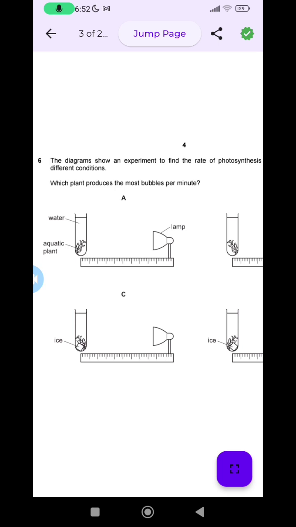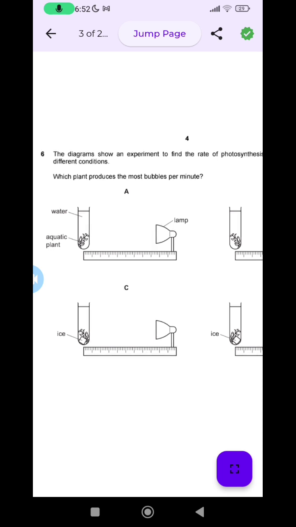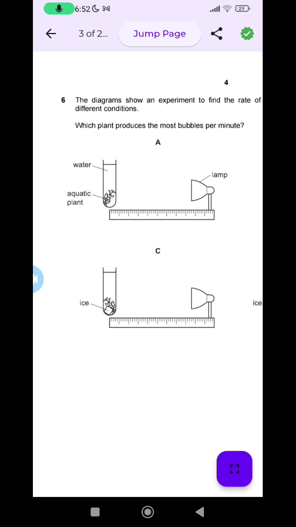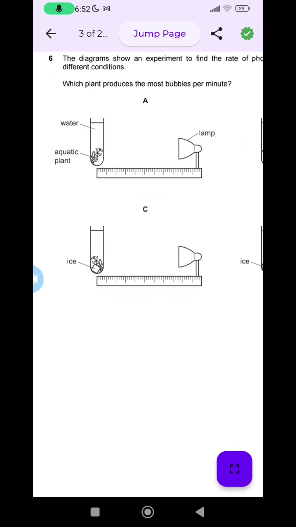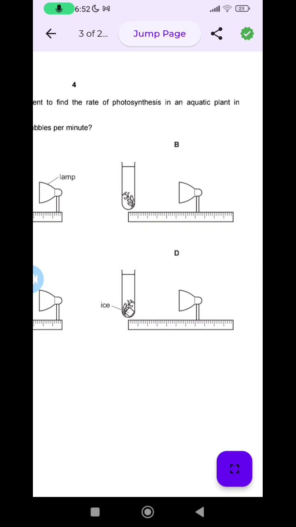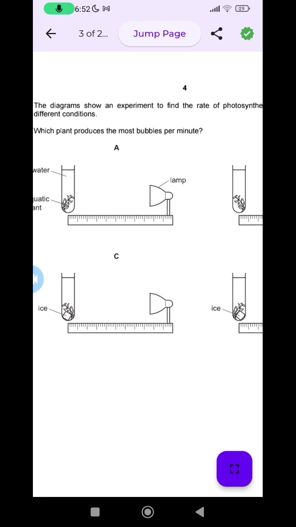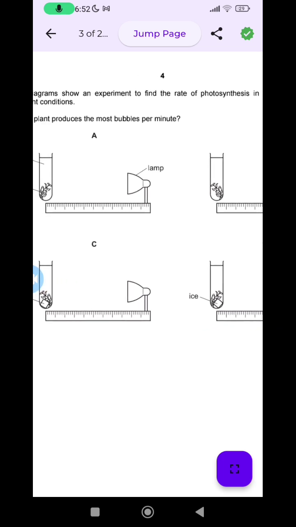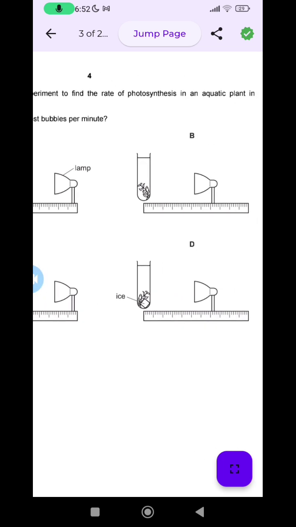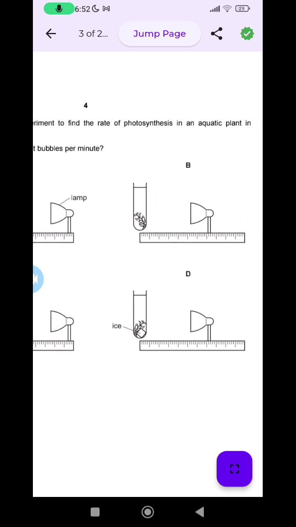The diagram shows an experiment to find the rate of photosynthesis in an aquatic plant in different conditions. Which plant produces the most bubbles per minute? Now as we can see, there are two factors being changed. One is adding ice to the water, which decreases temperature, and secondly moving the lamp closer to the plant, which increases light intensity. We know most bubbles would be produced when photosynthesis is occurring at the greatest rate, and photosynthesis occurs at the greatest rate at a higher temperature. So the ones with ice are wrong. And secondly, when the lamp is closer to the tube, the light intensity increases and photosynthesis also increases. So B is the correct answer.